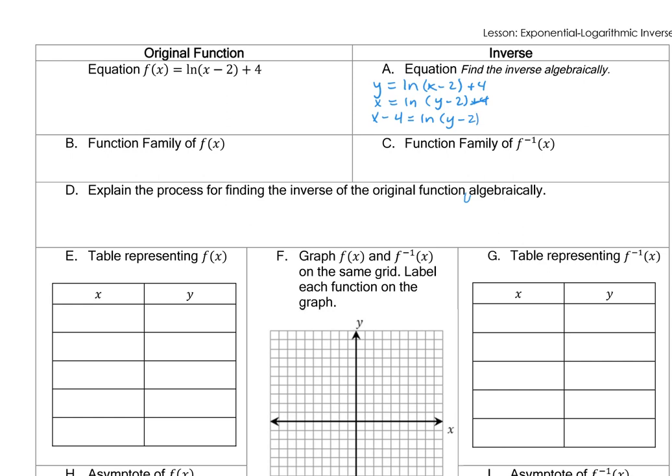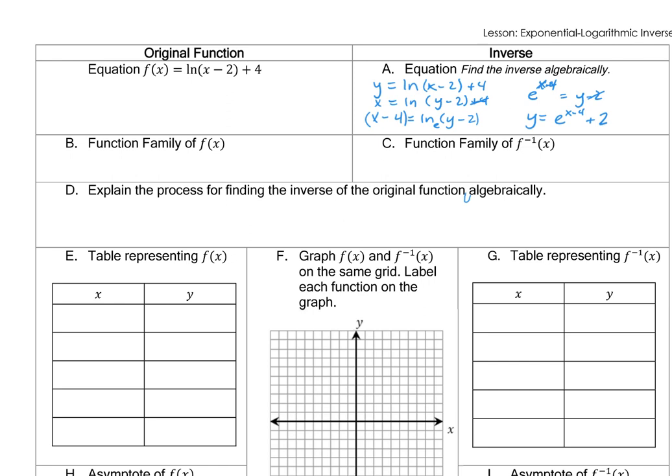So now, remember, if it's natural log, the base is e. So my base is going to be e. My exponent is going to be the x minus 4, and it's going to equal y minus 2. So e to the x minus 4 equals y minus 2. And then we need to get rid of the minus 2, so we're going to add 2. So it's going to be y equals e to the x minus 4 and then plus 2. So that is my inverse.